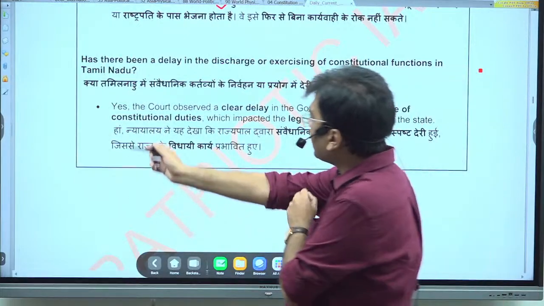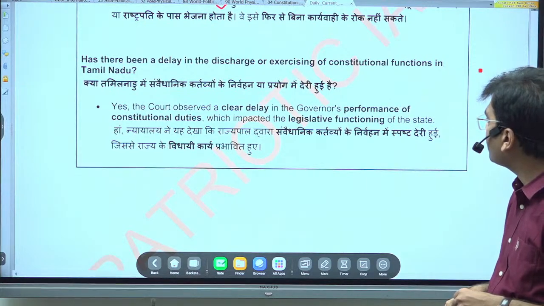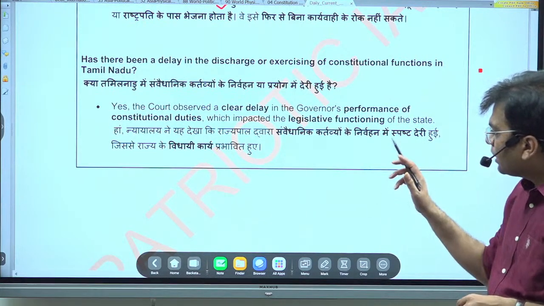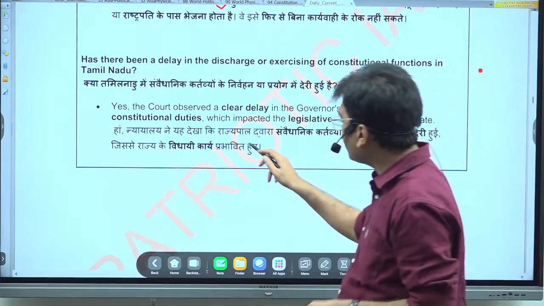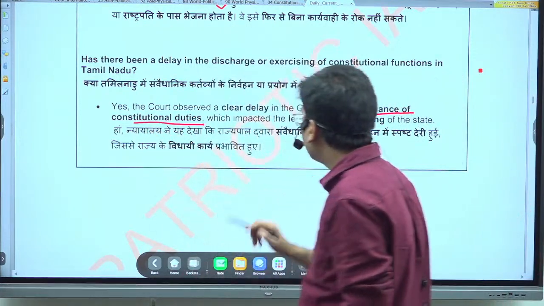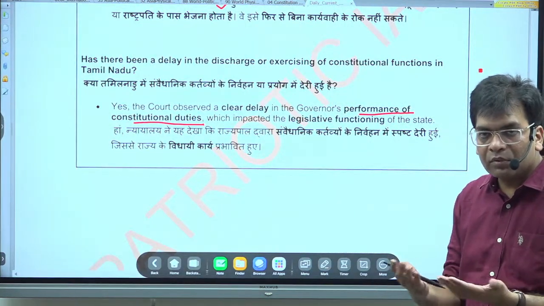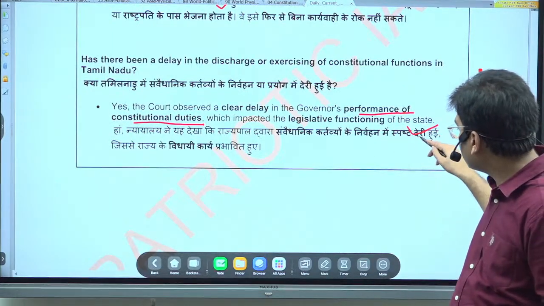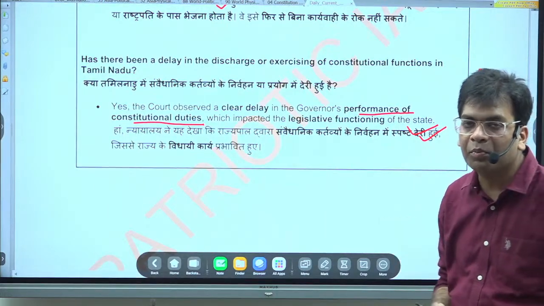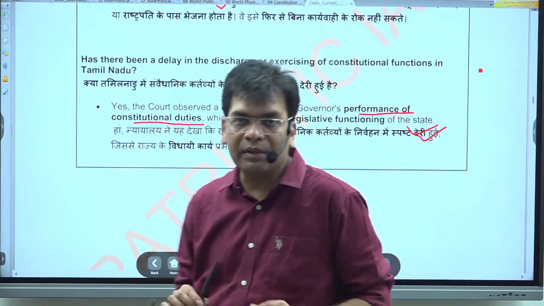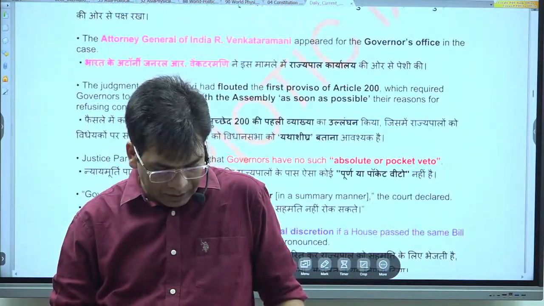The third question that was being asked: has there been a delay in the discharge or exercise of the constitutional function in Tamil Nadu? The court observed a clear delay in the governor's performance, and here the constitutional duties were not fulfilled by the governor. That has been said by the Supreme Court, that the governor, Ravi, has not acted in an appropriate manner. So here clear-cut jurisdiction is given on what will happen.